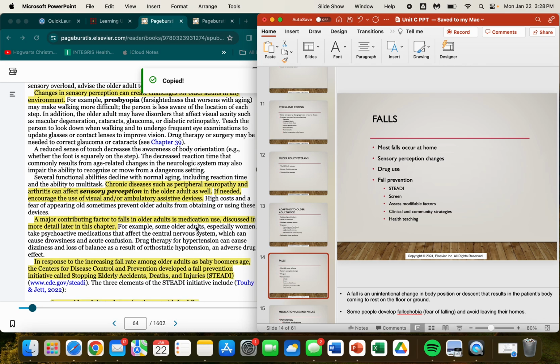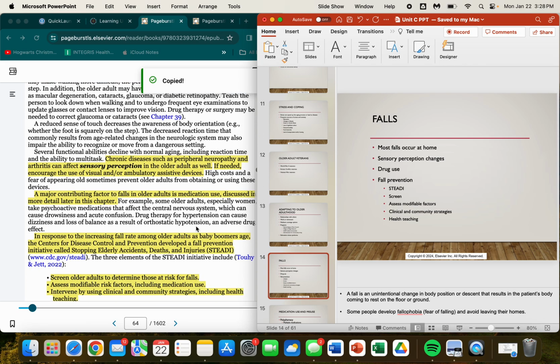And along with sensory perception, your book talks about neuropathy and some of the things associated with chronic disease. Neuropathy may decrease the sensation in their feet and their fingers.